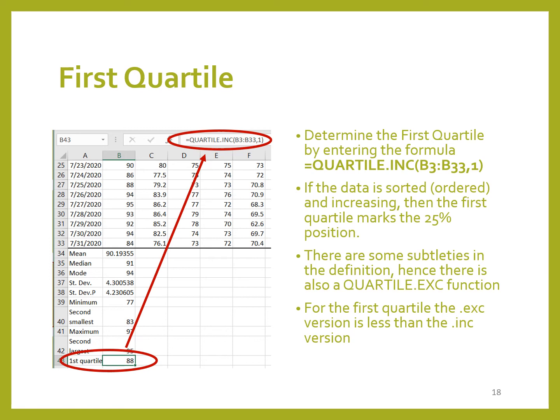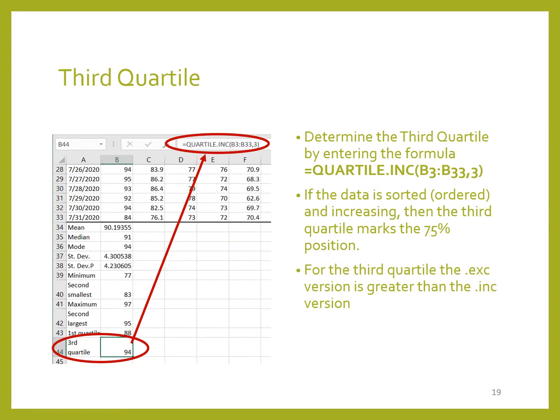In the first quartile, the exclusive version, the .EXC, will be less than the .INC version. We can get the third quartile as shown in cell B44 by using the same QUARTILE.INC function, the same range, B3 colon B33, but this time the second argument is a 3, standing for the third quartile. Again, if the data were put in order, sorted in increasing order, the third quartile marks the 75% position. And for the third quartile, the EXC, the exclusive version, is greater than the inclusive version.